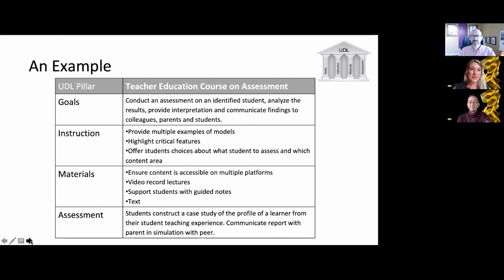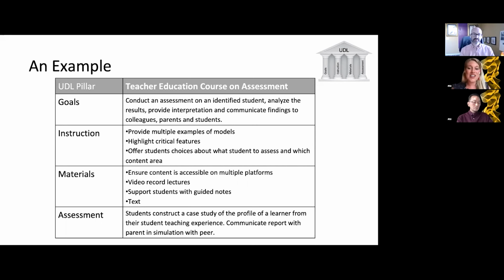When we are showing the students the models and I'm introducing this new instruction for the first time, I highlight the critical features. And in a way that I also do this connects to assessment. I provide my students a rubric of the expectations that I have for them to achieve excellence when developing their own case study around this assessment and this particular learner.